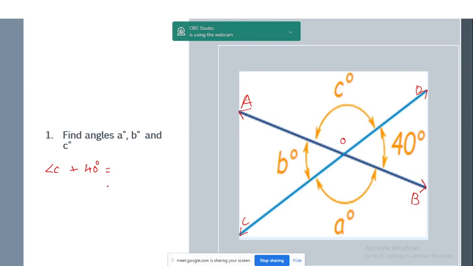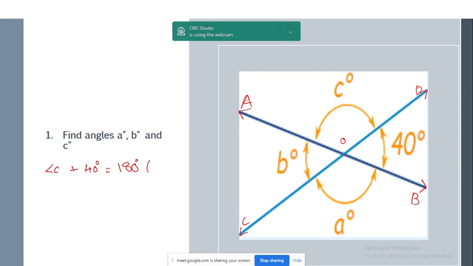Why? If a ray stands on a line, then the sum of two adjacent angles is equal to 180 degrees. So we can say that they are using axiom 1, or we can even say that they are forming a linear pair, right? Yes, ma'am. So anyways, the sum is 180 degrees.